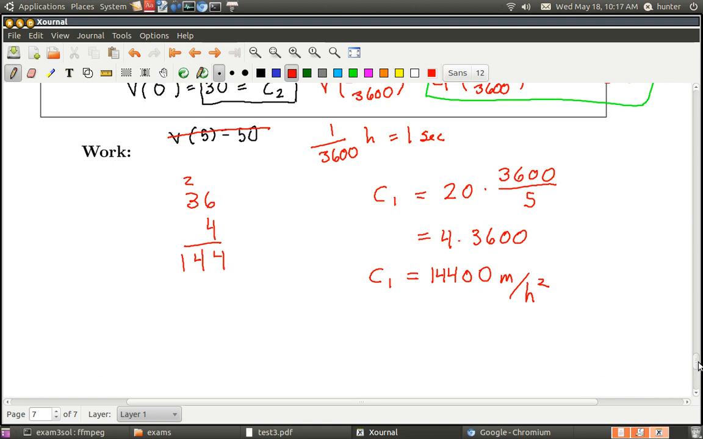What this means is that he's accelerating at a constant rate, and that rate is such that every time an hour passes, his velocity increases by 14,400 miles per hour, which sounds like a lot, but when you accelerate in your car, if you just kept accelerating like that, eventually you'd be going pretty fast. And so, great, that's the end of the problem.